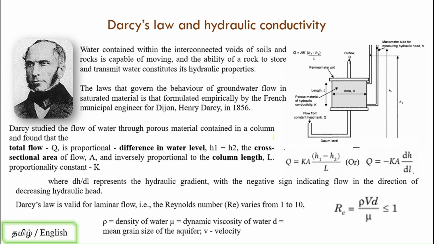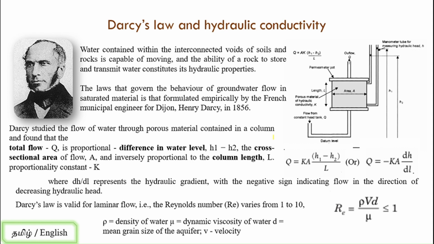Okay, so rho is the density of water and nu is the dynamic viscosity of the water, or you can consider the density of a fluid. In that way you can also consider it, no problem. So here, rho is the density and nu the dynamic viscosity of the water, and d is the mean grain size of the aquifer, what we are dealing with here, or a medium, and v is the velocity of the liquid. So if the result of this calculation is less than 1, then it is called a laminar flow, and if it is higher than 1, then it is called a turbulent flow.